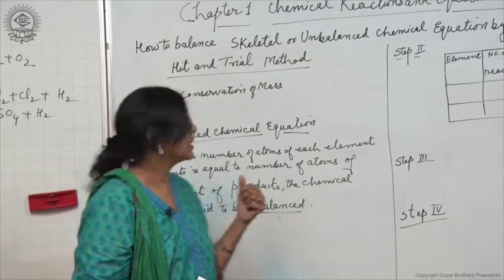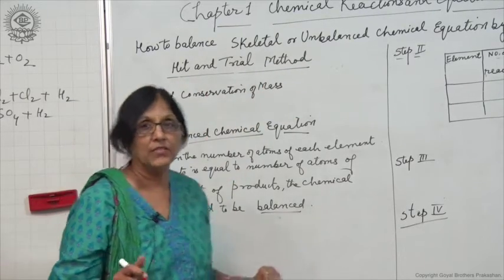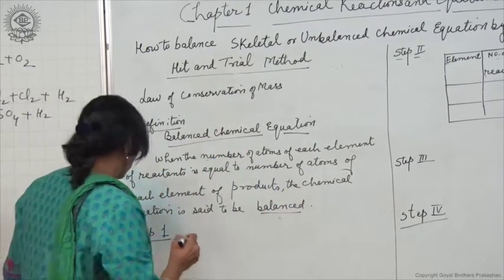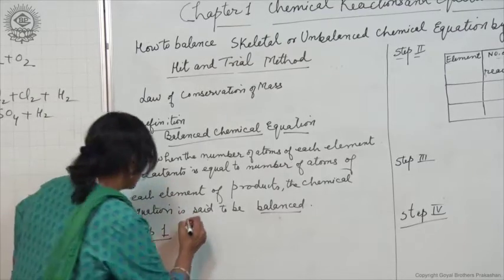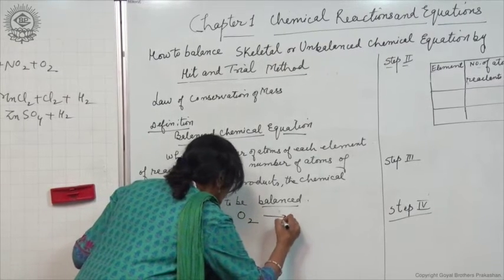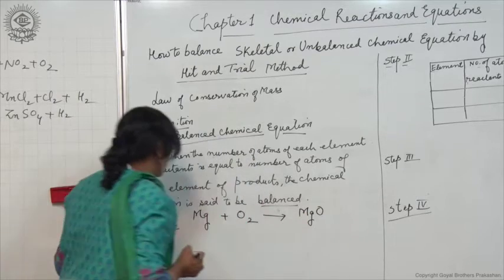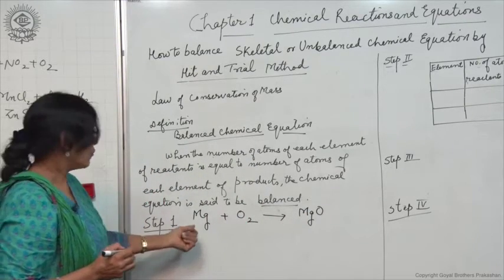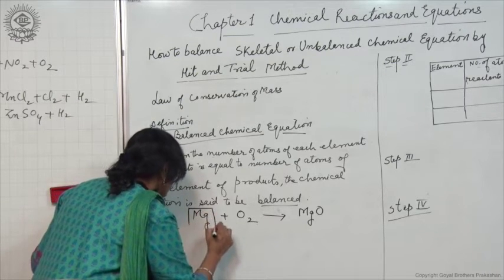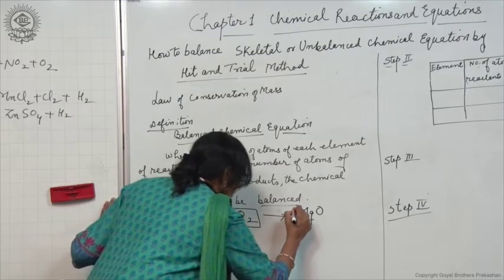Now let us see how to balance the chemical equation. For balancing, a method can be used which is known as hit and trial method. Now let us discuss what are the various steps of this method. Let us take an unbalanced chemical equation which we have done in the previous activity. Mg plus O2 gives MgO. Now first of all, first step is to draw the boxes around the formula.